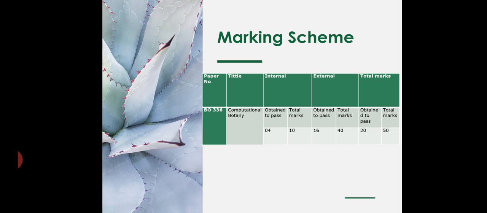Let's see the marking scheme of computational botany. Paper number 6 has the title computational botany. The overall paper is conducted in two parts, internal and external. Internal carries 10 marks and external carries 40 marks. Out of 10 you have to attain 4 marks to pass, and out of 40 you have to attain 16 marks, and in total out of 50 you have to attain only 20 marks. It is so easy when you study hard, but if you don't study hard you can't pass computational botany.